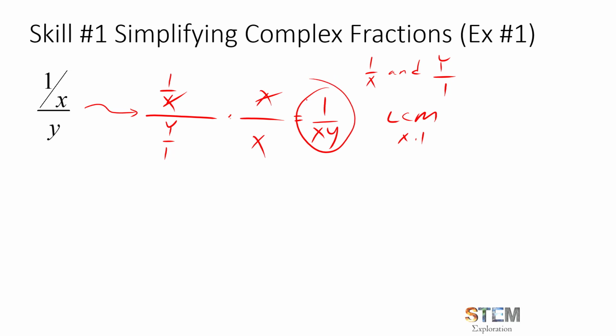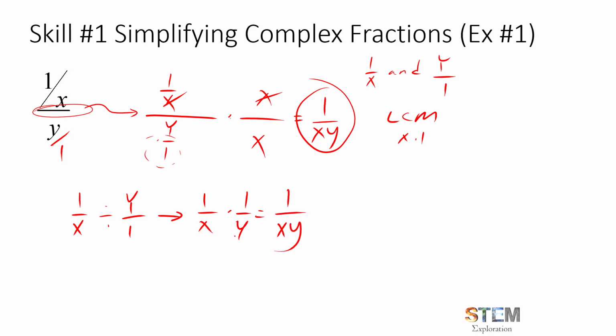Another way you could do this, if it's simple enough that you feel comfortable sorting through it, is to say 1 over x is all over y over 1. That's just like a division bar, so you can say 1 over x divided by y over 1, rearrange that based on your knowledge of multiplication, and still get 1 over xy. So there are a couple of different ways you can look at this.